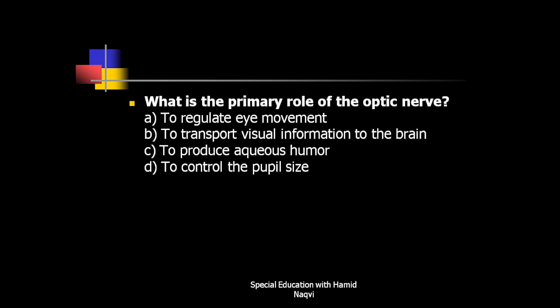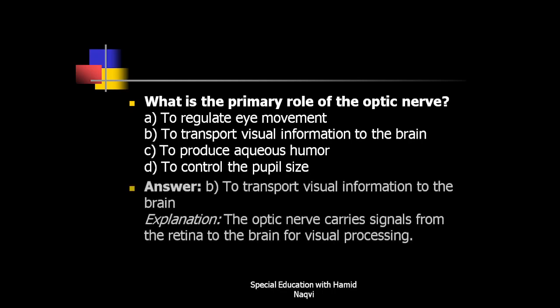What is the primary role of optic nerve? To regulate eye movement, to transport visual information to brain, to produce aqueous humor, to control the pupil size. Answer is to transport visual information to the brain. The optic nerve carries signals from the retina to the brain for visual processing.